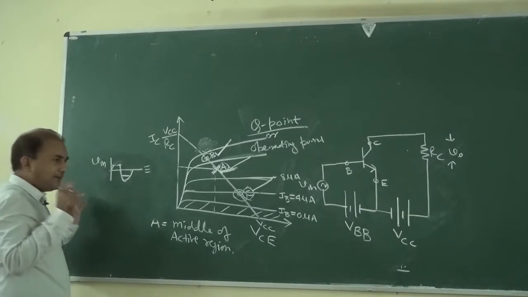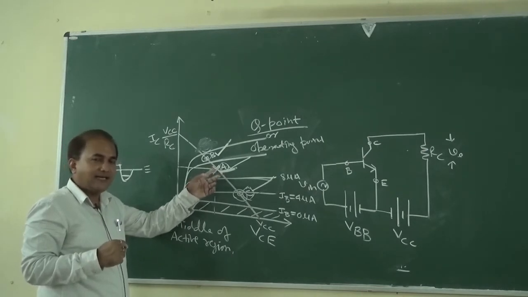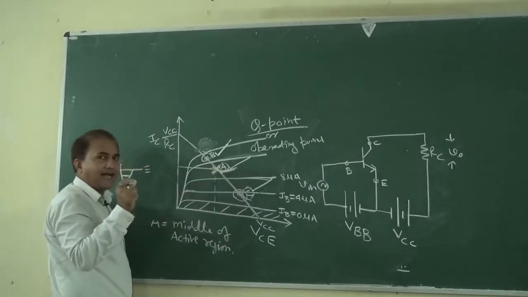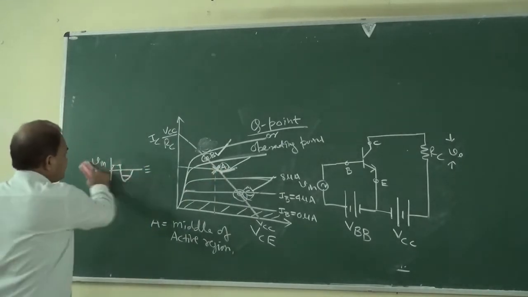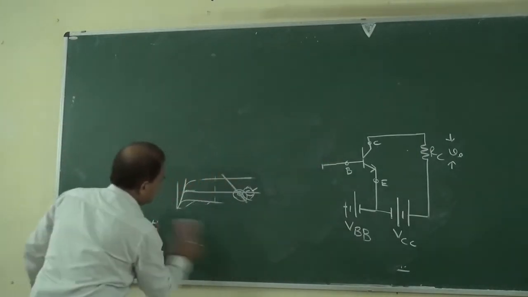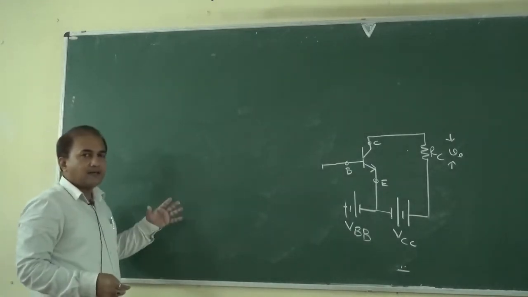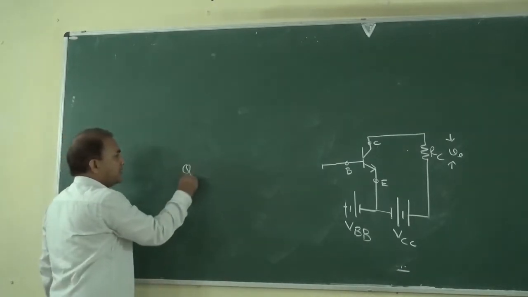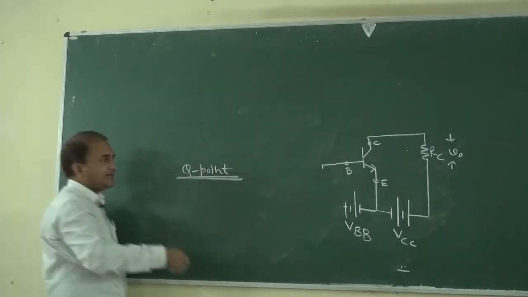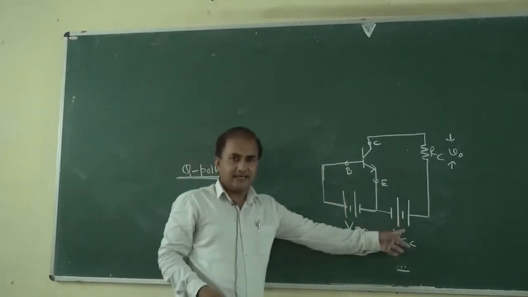So amplification is faithful only when the operating point Q is fixed on the load line in the middle of the active region. So this is the importance of operating point. We have studied the importance of operating point. The operating point or Q point is defined without the input signal, so it is due to the biasing voltage.